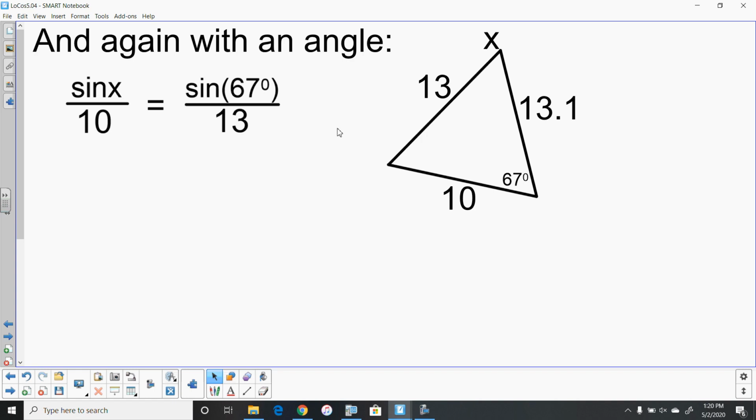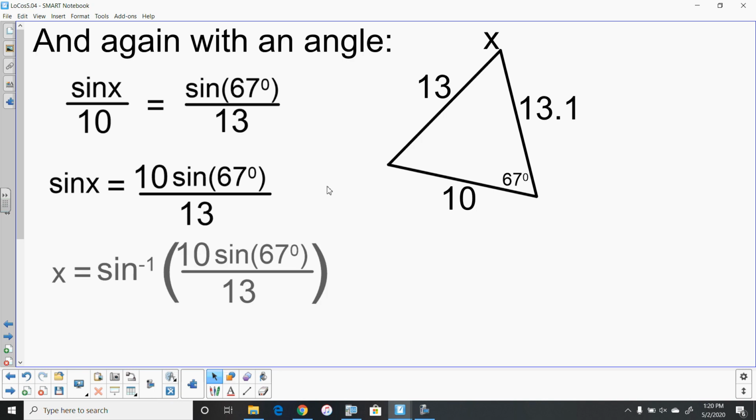To get sine of x by itself, in one step I can just multiply both sides by 10. And then to go from sine of x to x, just like we were doing with right triangle sine, cosine, and tangent, you're going to do the inverse sine of that whole monster there, 10 sine 67 over 13. As some of you have noticed, it's important on the calculator, depending on which type of calculator you have, the order in which you are putting all that in.